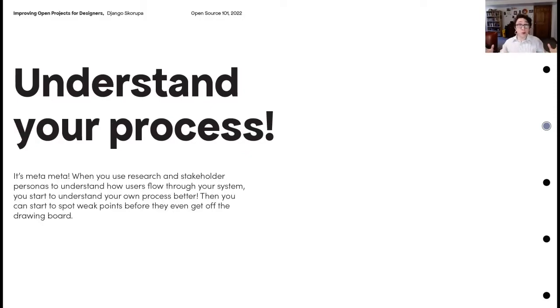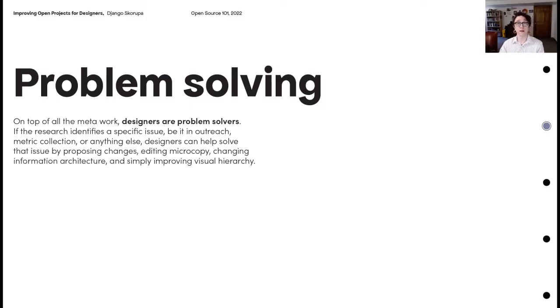Lastly, we can help you understand your process. This is the craziest thing. It's meta. When you use your research and your stakeholder personas to better understand how the users flow through your system, you can start to understand your own process even better. And then you can spot weak points before they get off the drawing board because you understand the way your project should work. You have an ideal pathway. That's good. That's design.